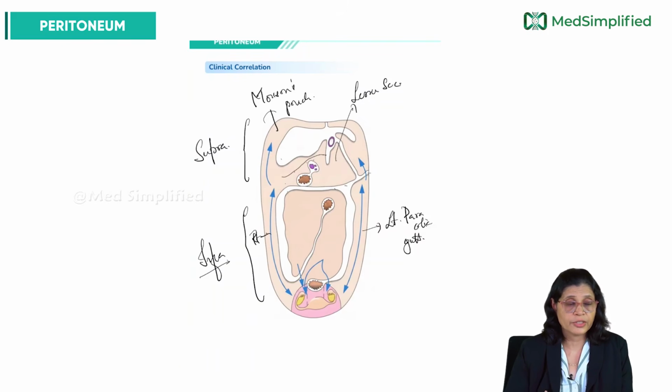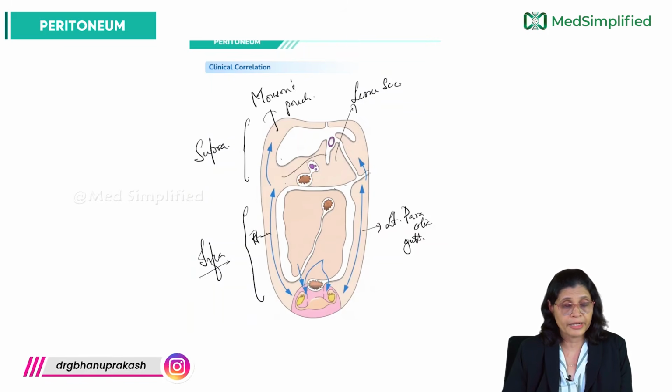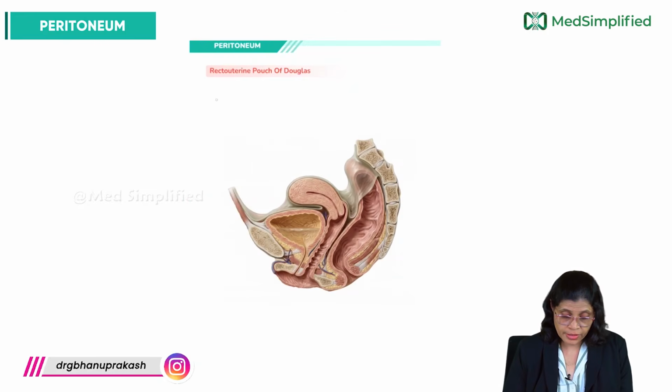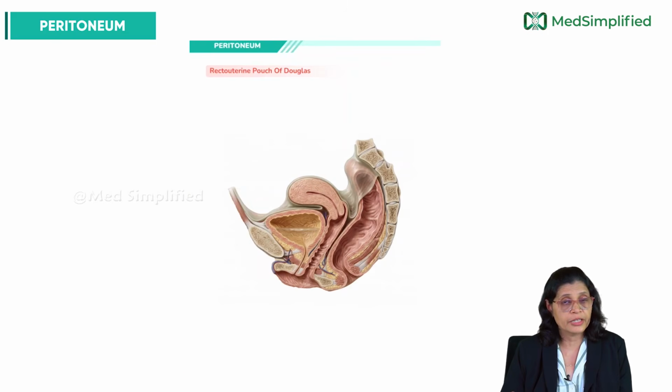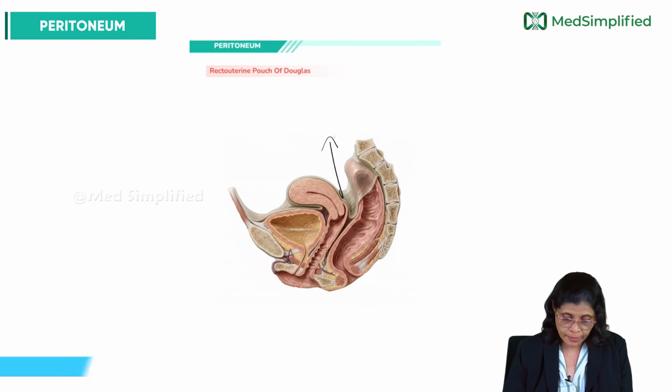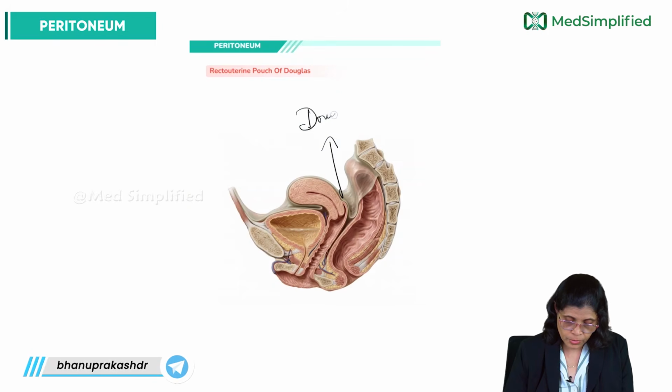If there is any collection of pus, it can collect in the most dependent region. This is the rectouterine pouch of Douglas. This pouch of peritoneum is located between the rectum and the uterus. So this is the pouch of Douglas.